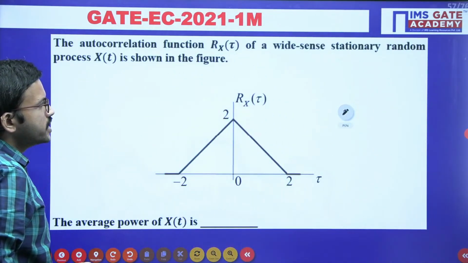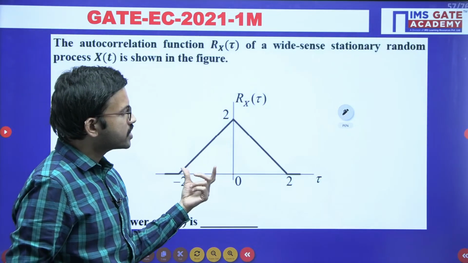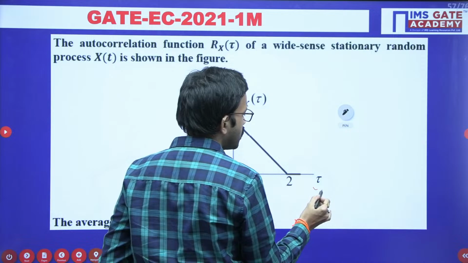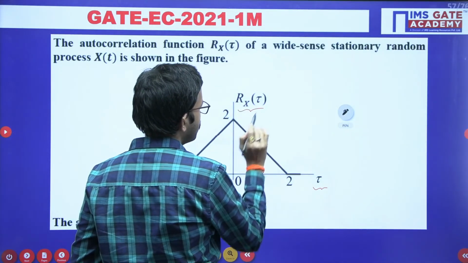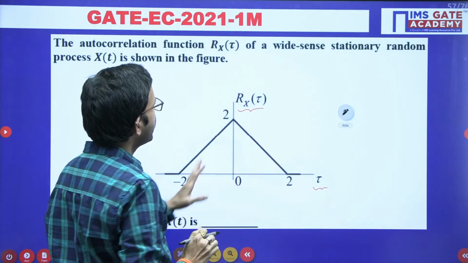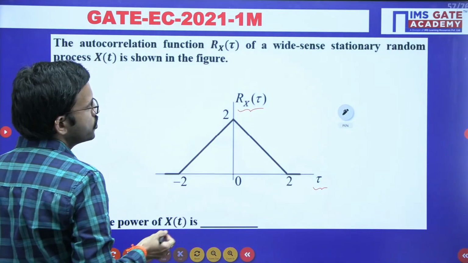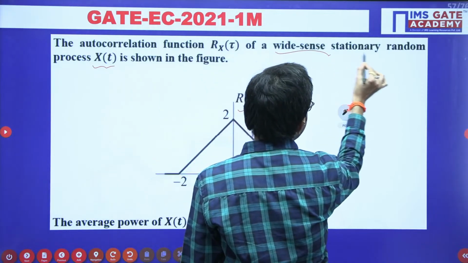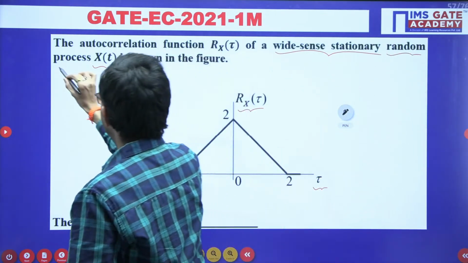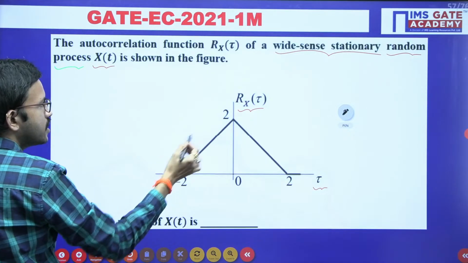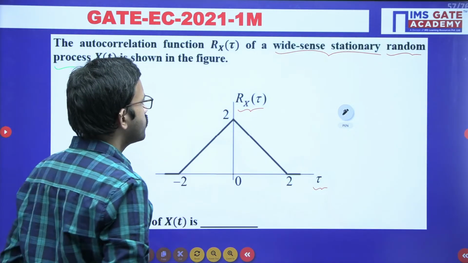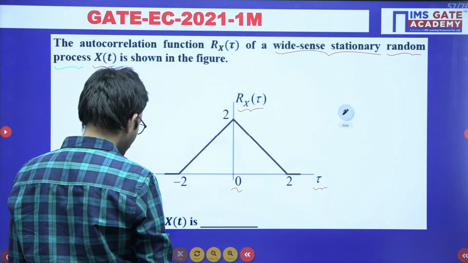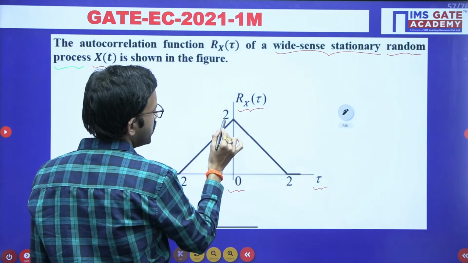In this question they have given the autocorrelation function waveform. Here the x-axis is tau and the y-axis is the autocorrelation function of the random process x. They have mentioned x of t is a wide sense stationary random process. For that random process you have the corresponding autocorrelation function, that is Rx of tau. At tau equal to 0, its value is 2.